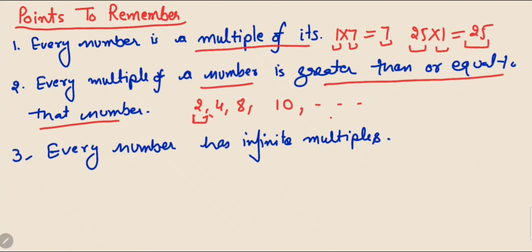Next, every number has infinite multiples. Let me take this example of 2. See, 2 has an infinite number of multiples. So every number has an infinite number of multiples.